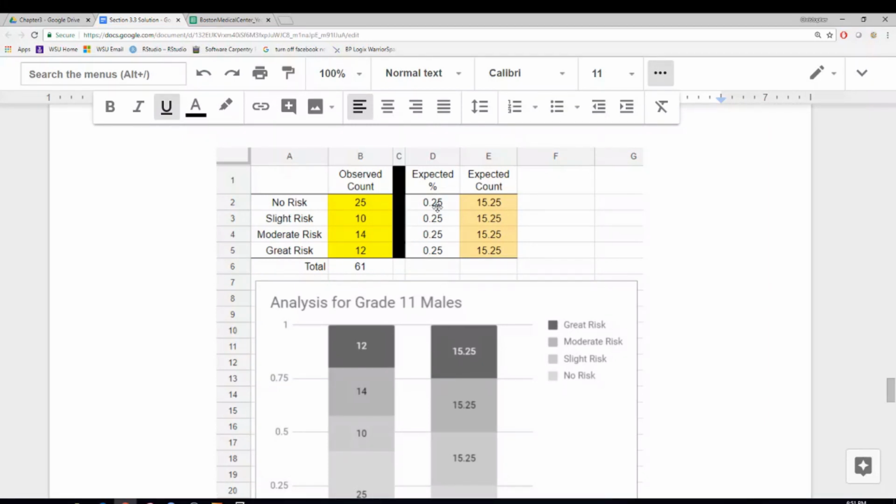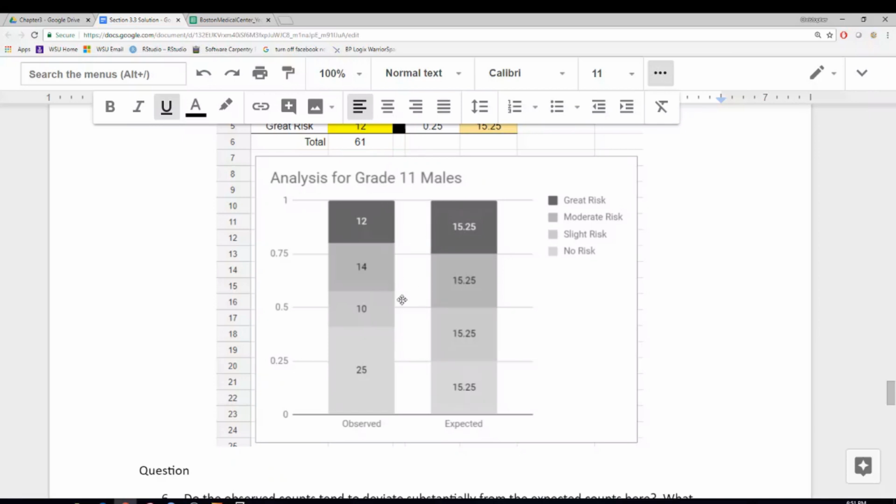I'm putting the expected percentages evenly across all four categories there. Where did I get 15.25? I got 15.25 by just taking 61 and dividing that by 4, or multiplying it by 0.25. Here's the side-by-side comparison of the observed and the expected counts.